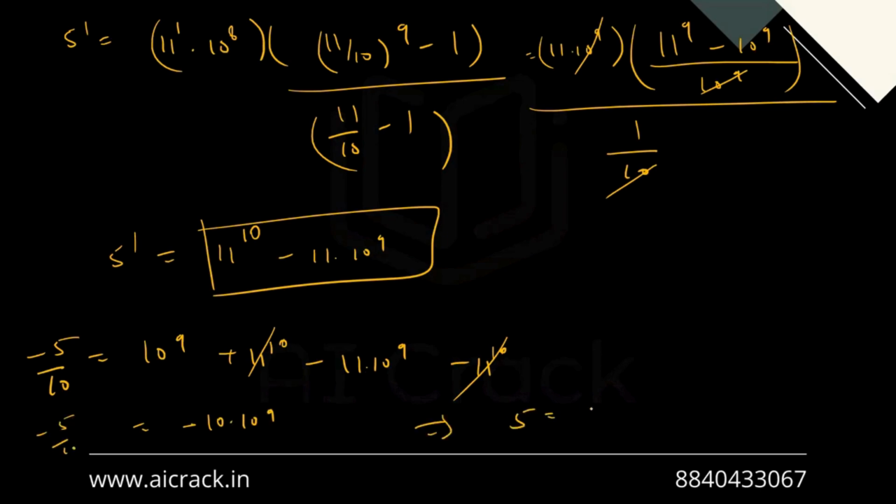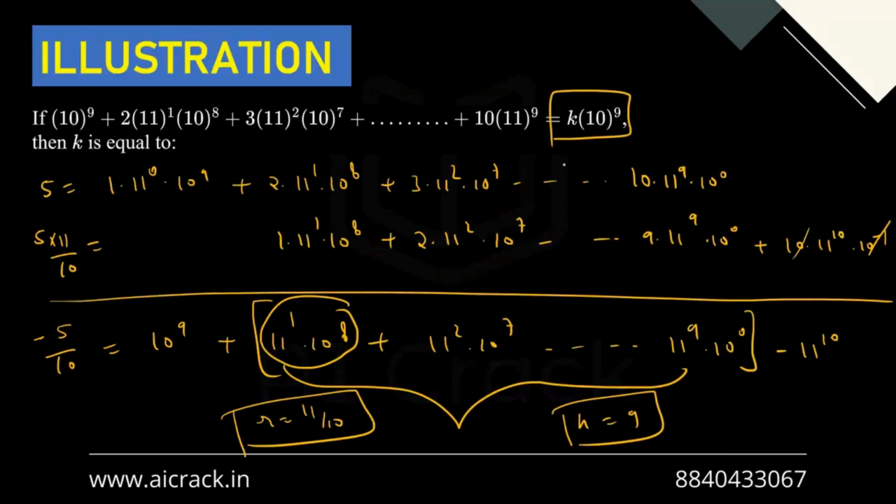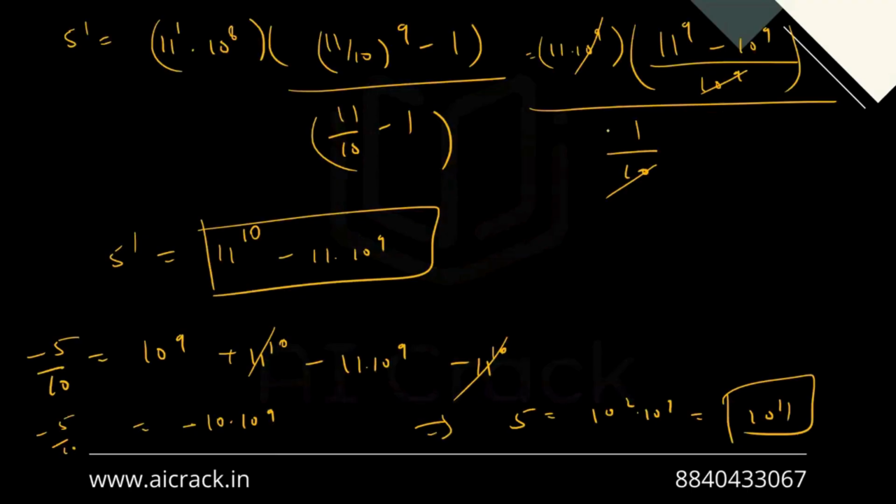So S would be 10 square dot 10 raised power 9, that is 10 raised power 11. Okay, now we have to find this k dot 10 raised power 9, right? So over here k would be 100. Okay, so you can back check the calculations, I might have made a mistake over here because it's a long process, but overall you have to solve it like this only.